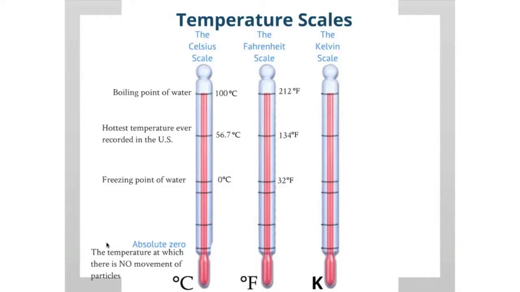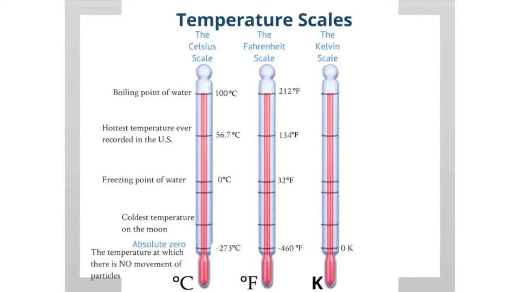Now, the Celsius scale arbitrarily sets the freezing point of water at 0 degrees Celsius. But the Kelvin scale sets zero at absolute zero. Absolute zero is the temperature at which there is no movement of particles. As you recall, temperature is a measurement of how fast particles are moving. So a temperature of zero means the particles are not moving at all. So that is 0 K. 0 K is absolute zero. So, what is absolute zero in Celsius? Well, it's negative 273 degrees Celsius. That's the temperature where there's no movement of particles. And on a Fahrenheit scale, it is a chilly negative 460 degrees Fahrenheit.